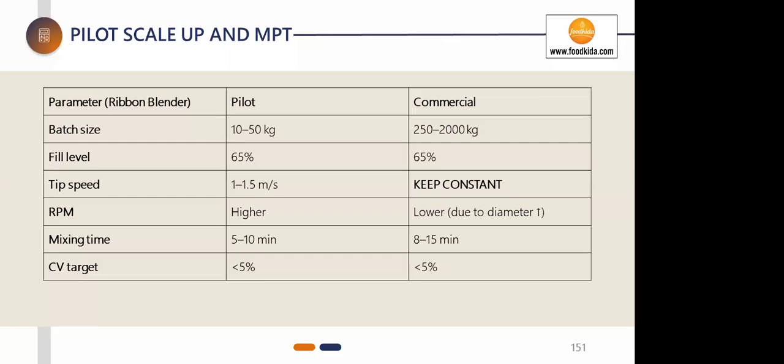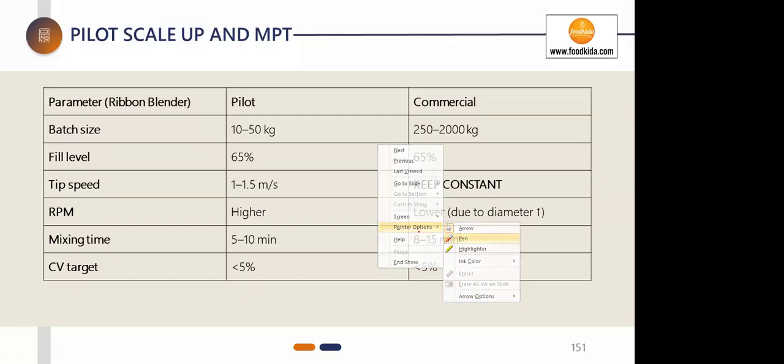Wherever 5 kg to 10 kg. If your commercial batch size is 500 to 1000 kg. Okay. Fill level 65%. Now tip speed, some chemical engineers might be knowing this.